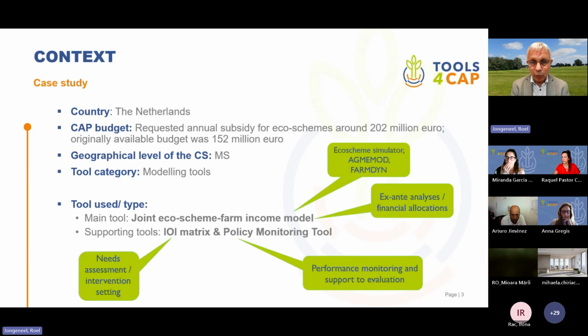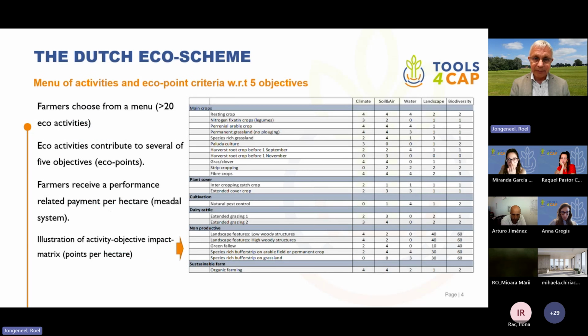We were supporting the ministry with several tools in a better understanding of several aspects of the Dutch eco scheme. The tools we used included what we call an eco scheme simulator, which was more or less developed by the Dutch paying agency to provide guidance to farmers. We also included several other tools. I will demonstrate them in a minute.